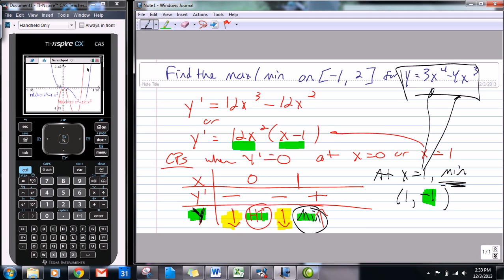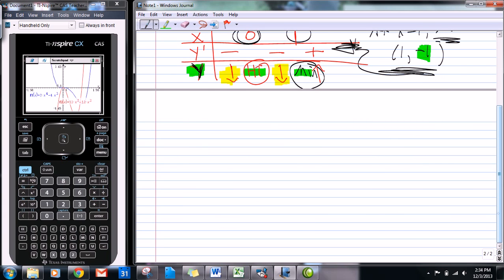So how do I tell where it happens? I plug -1 and 2 into the function. So where is the max? I'm guaranteed there's got to be a min or max somewhere on this closed interval. It's not at either of the two critical points: at 0, it's nothing, and at 1, I have a minimum. So where's it got to be? The endpoints. So I'm going to plug the two endpoints, -1 and 2, into the function, and whichever one is higher is going to be my max.